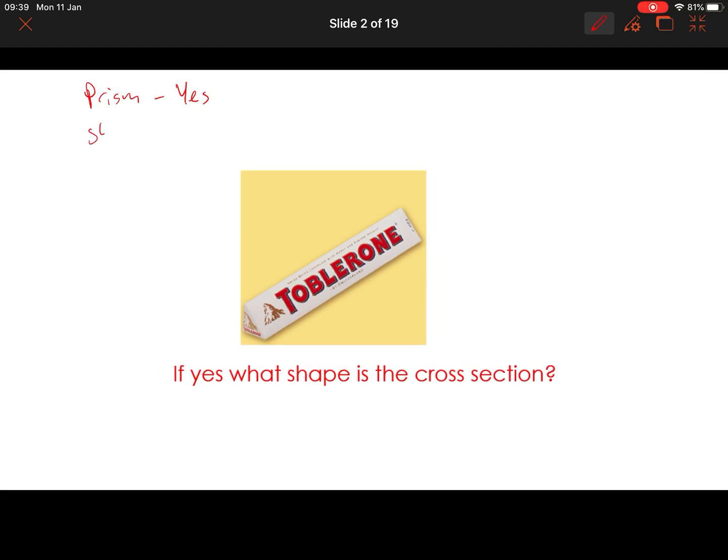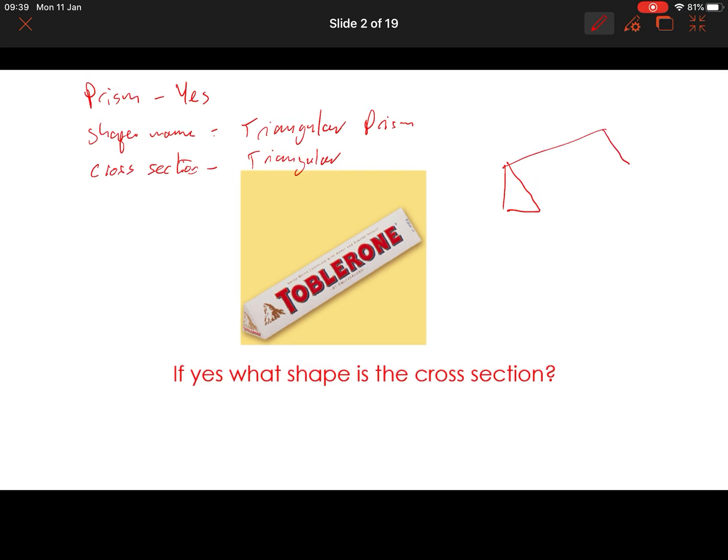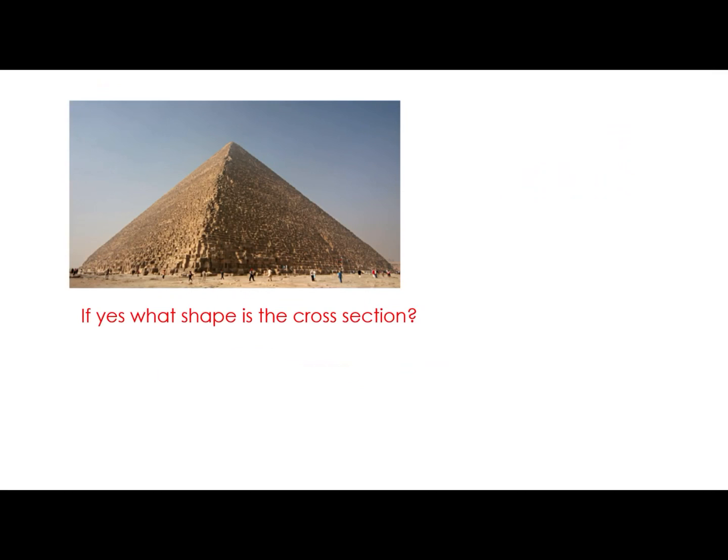Well, yes, this is a prism. The shape name is a triangular prism. And the reason why is because the cross section is triangular. It wouldn't matter where you chopped. If you just chopped here, here, here, here, here, you'd always get that same triangle, if you looked at it square on. So this is a prism. It's called a triangular prism, and the cross section is triangular.